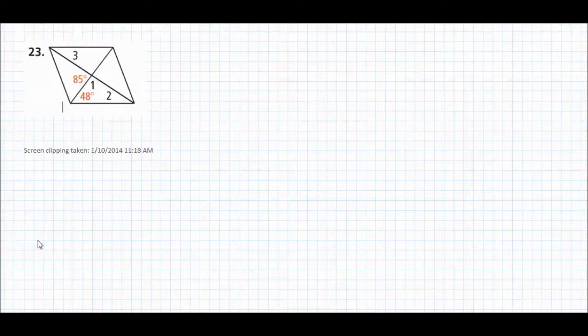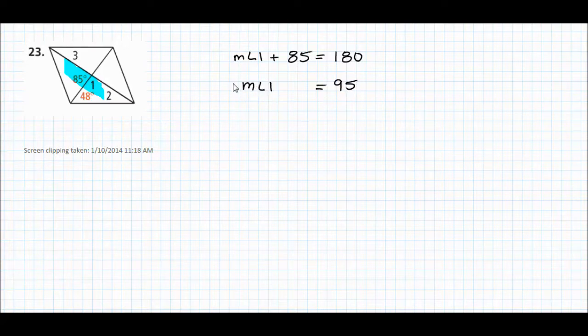Last one, number 23. We have to find the angle measures of 1, 2, and 3. This one may look difficult at first, but by inspection we can see angle 1 and 85 degrees create a linear pair, two angles that form a line. So by rule, they must be supplementary. The measure of angle 1 plus 85 must equal 180. Subtract 85 from each side, and we get the measure of angle 1 equals 95.